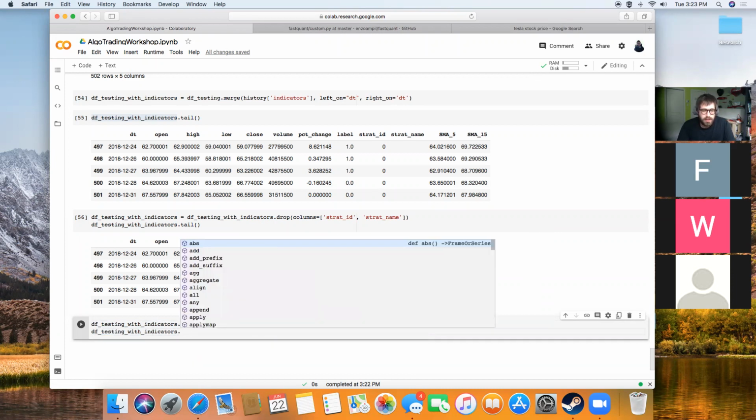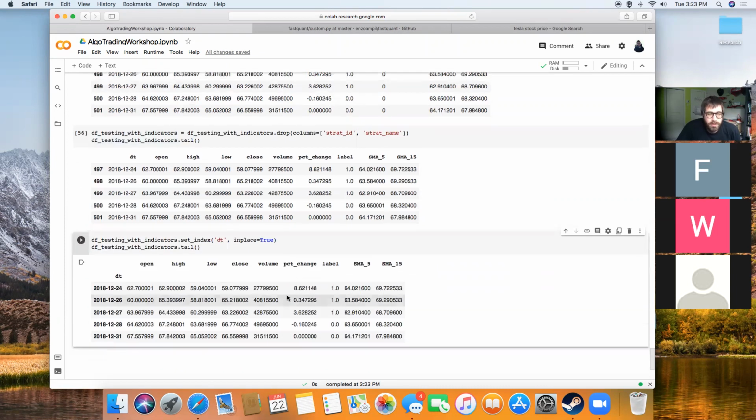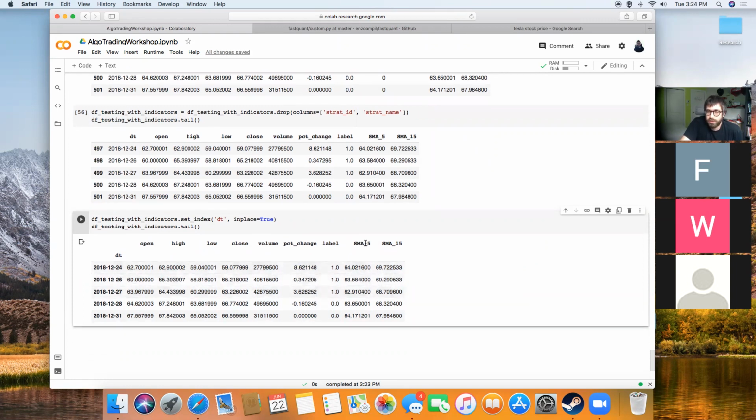If we test this or look at the data. Okay, so now we have DT back as the index. We have our data: open, high, low, close, volume, the percentage change, the label of our classifier, and the 2 indicators. And now we're ready to build the data set for our classifier. We have our 2 indicators. We're going to use this as the input to the classifier and this as the output, or the predicted value from the classifier.